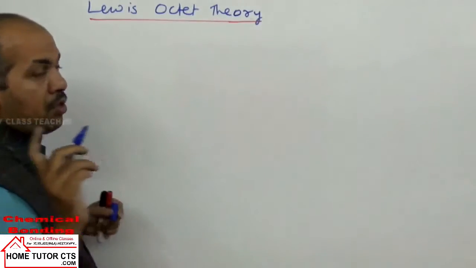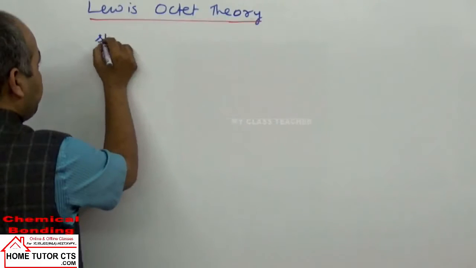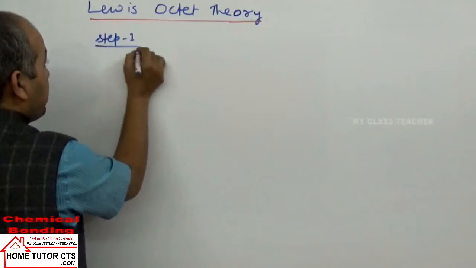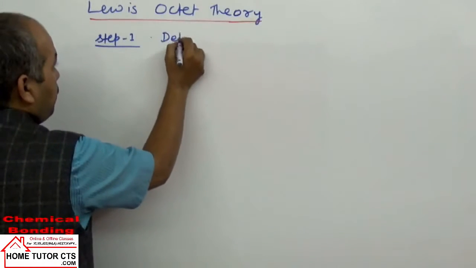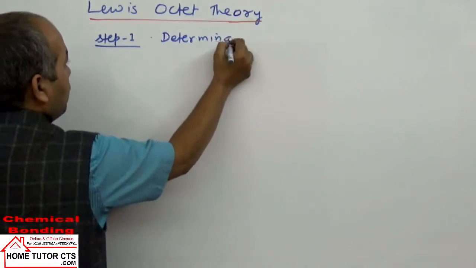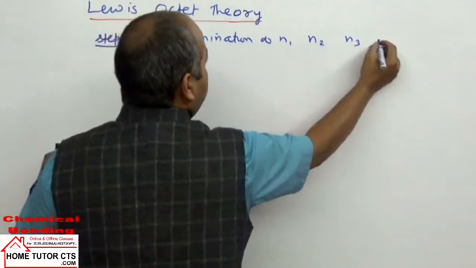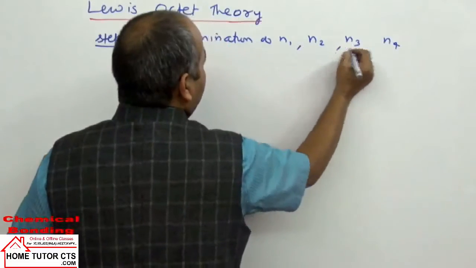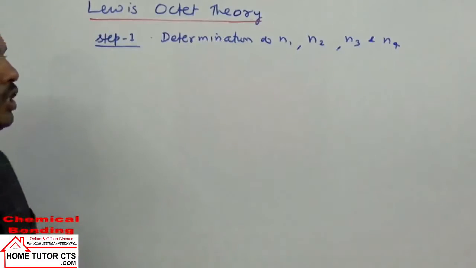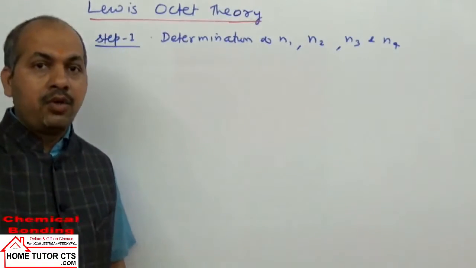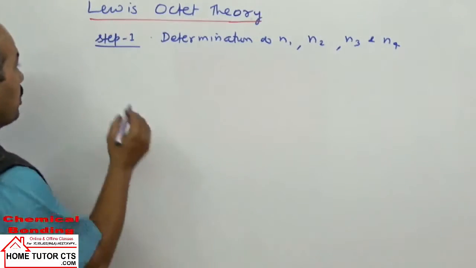In step 1, we determine some values, some numbers. What are those numbers? Determination of N1, N2, N3 and N4. They are four hypothetical numbers. We are just comparing with the noble gas. So first, how to find the N1 value?